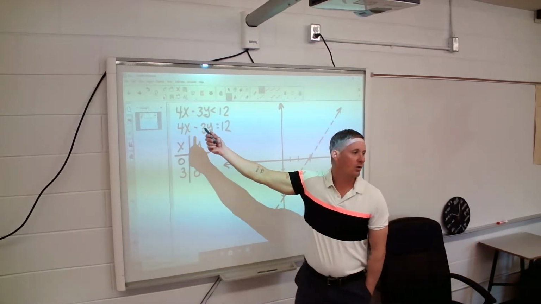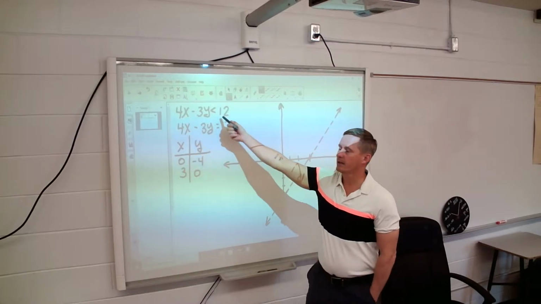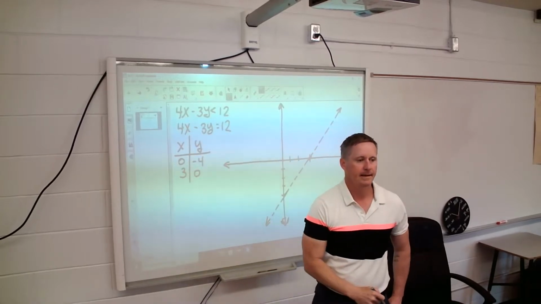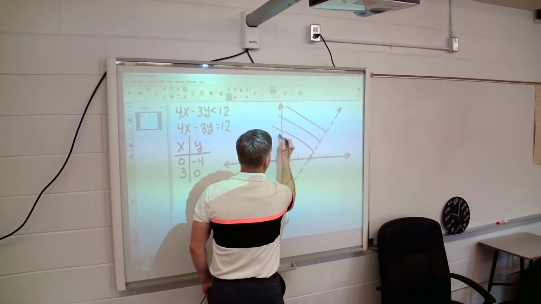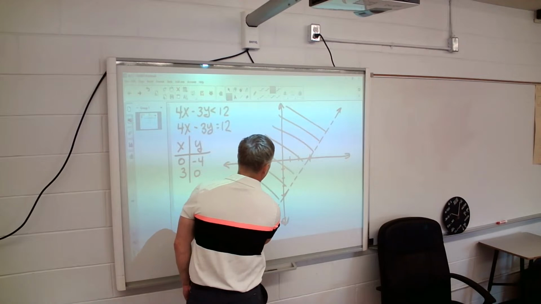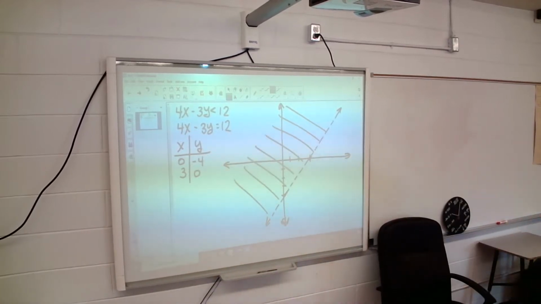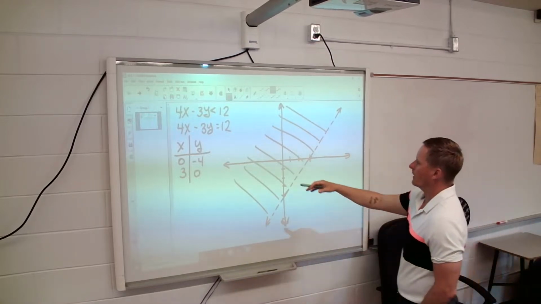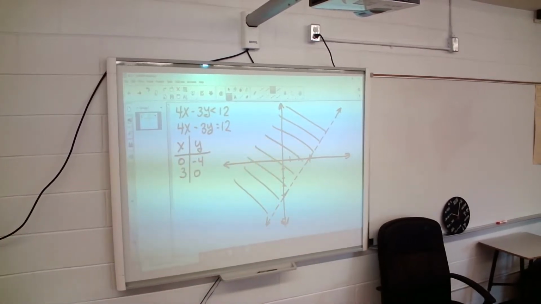0 subtract 0 is 0. Well done. Is 0 less than 12? Yes. Therefore, my solution set is every coordinate in that shaded area. It doesn't matter what coordinate you pick, anywhere in this shaded area, it's going to satisfy the inequality of 4x minus 3y is less than 12.